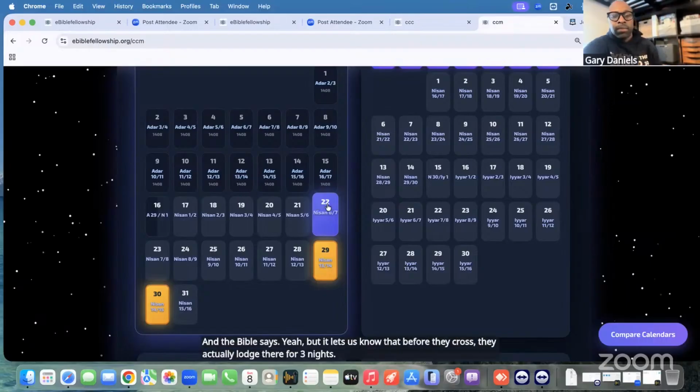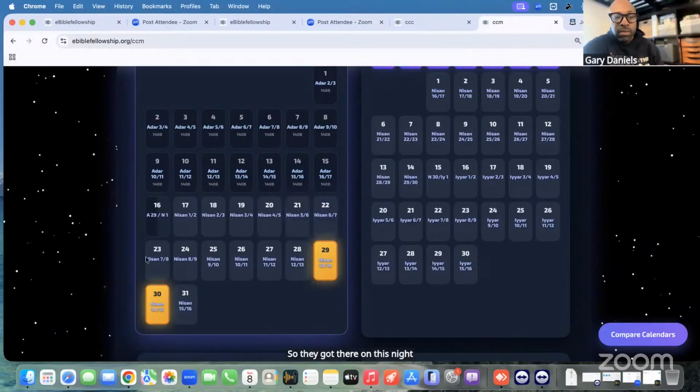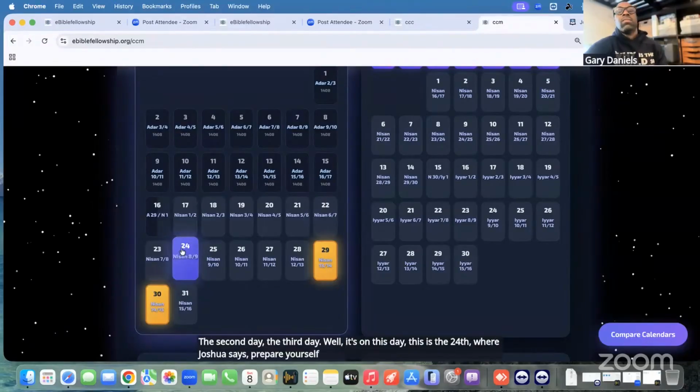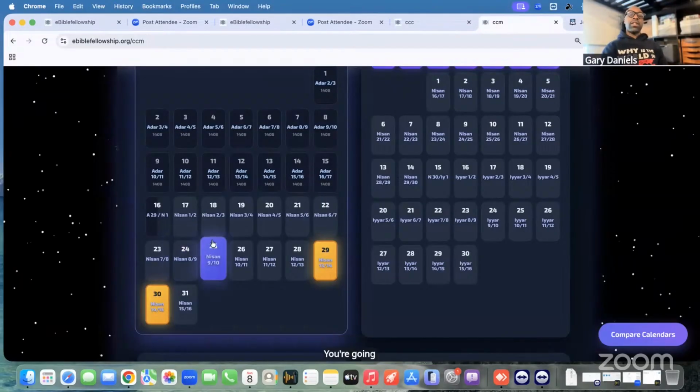So they got there on this night. That's night one, night two, night three. Mr. Camping had pointed out that when it says after 3 days, it is better understood as at the end of 3 days. You count inclusive. You count the first day they arrive, the second day, the third day. Well, it's on this day, this is the 24th, where Joshua says, "Prepare yourself for tomorrow. You're going to cross over." Gotcha. And so that happens here on the 25th.